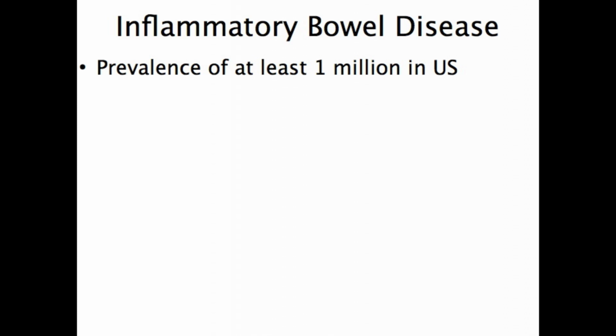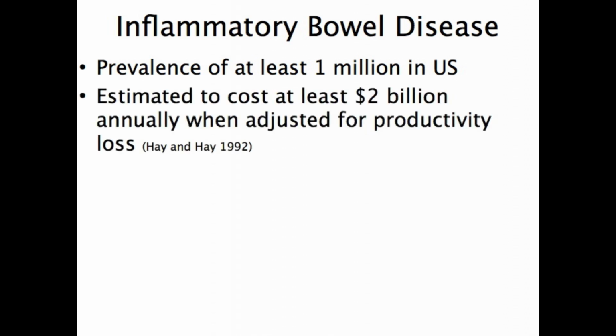If you're writing a grant, you want people to know why it matters. So it's prevalent, it's a problem. At least 1 million people have it. And if you want politicians to care, you need to tell them how much it costs. It costs at least $2 billion annually, and these are conservative estimates.